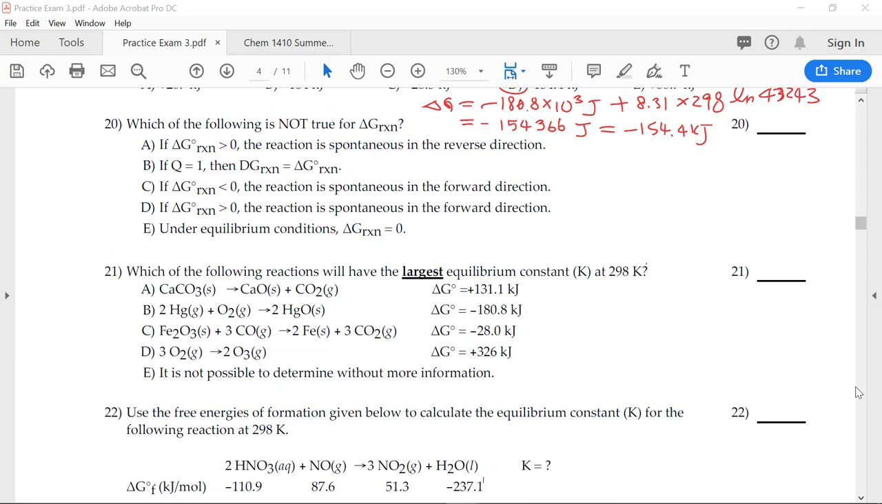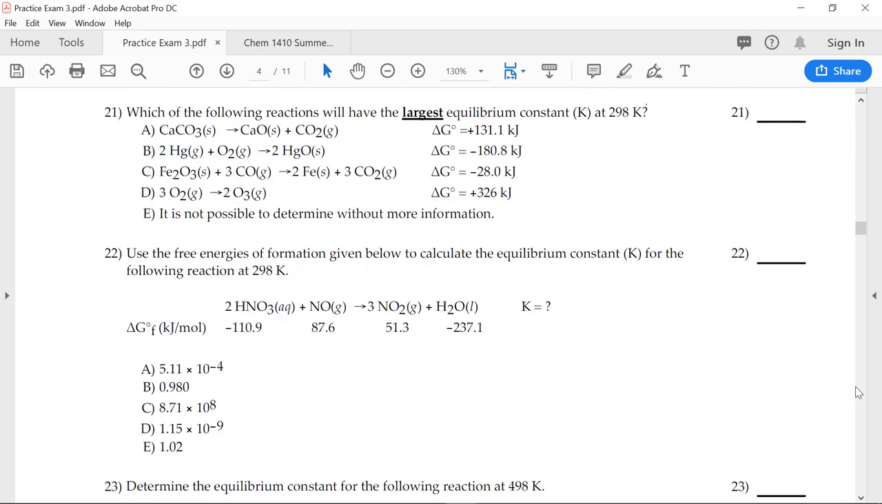Question number 20 is quite straightforward. If delta G is greater than zero, the reaction is non-spontaneous. So this is a wrong answer, but we are picking which one is not true, so D is the correct answer. Let's look at question number 21. Which of the following reactions will have the largest equilibrium constant?